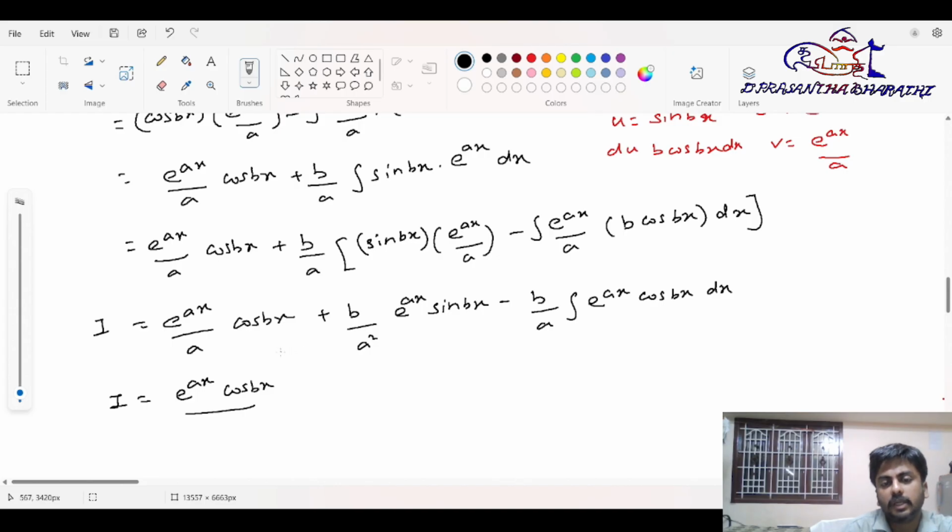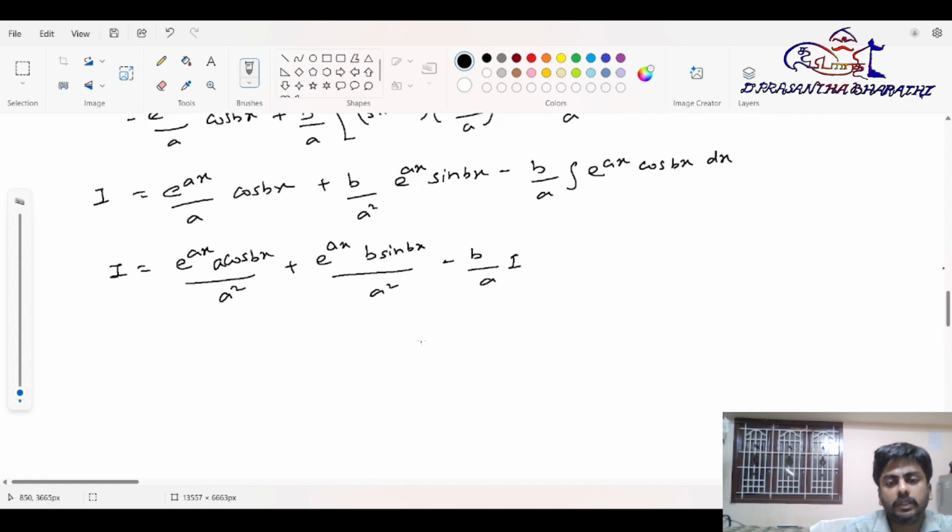I can take integration, so what will happen? It will become e power ax a cos bx by a square plus e power ax b sin bx by a square, then minus, you can take the LCM here also, or please wait, we shall check it, minus b by a into I. Now we shall take this to the left hand side, I plus b by a I equal to e power ax a cos bx.